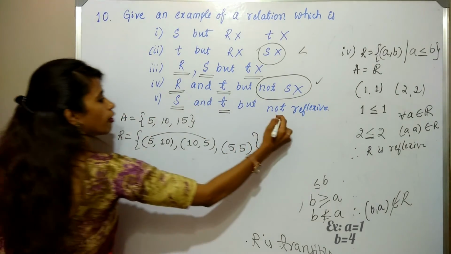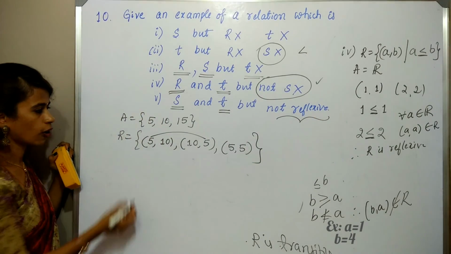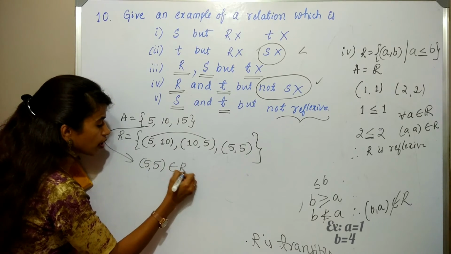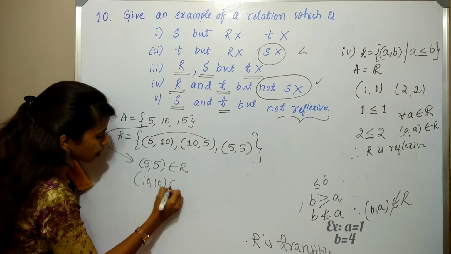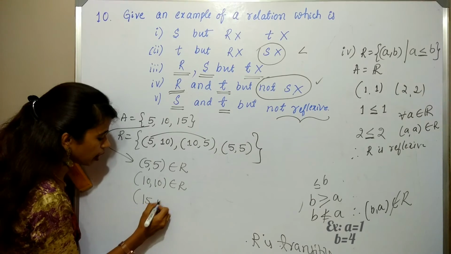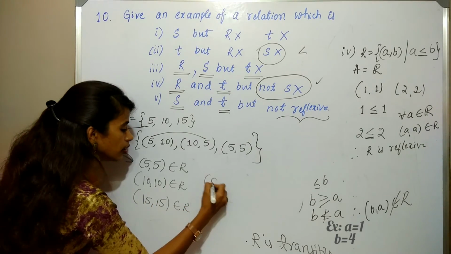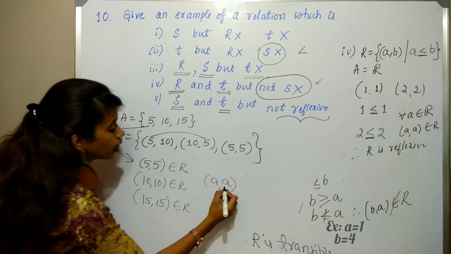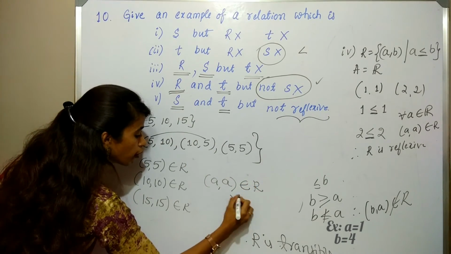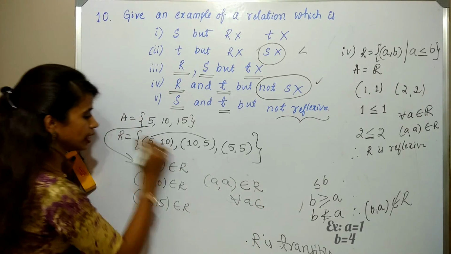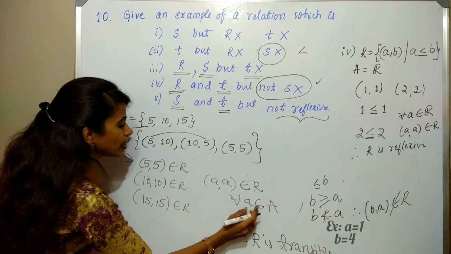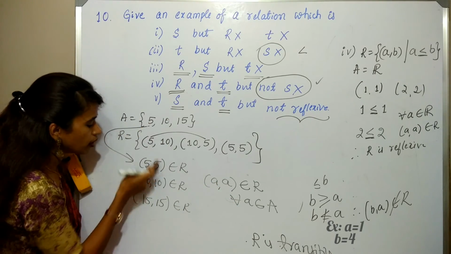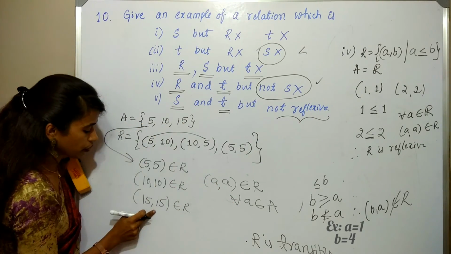Now, check for reflexive. To be reflexive, (5, 5) must be in R, (10, 10) must be in R, (15, 15) also in R. Because what is the reflexive definition? To be reflexive, (A, A) must be in R for all A belonging to the set A. Take all the elements to check for A with A, that is 5 with 5, 10 with 10, 15 with 15.